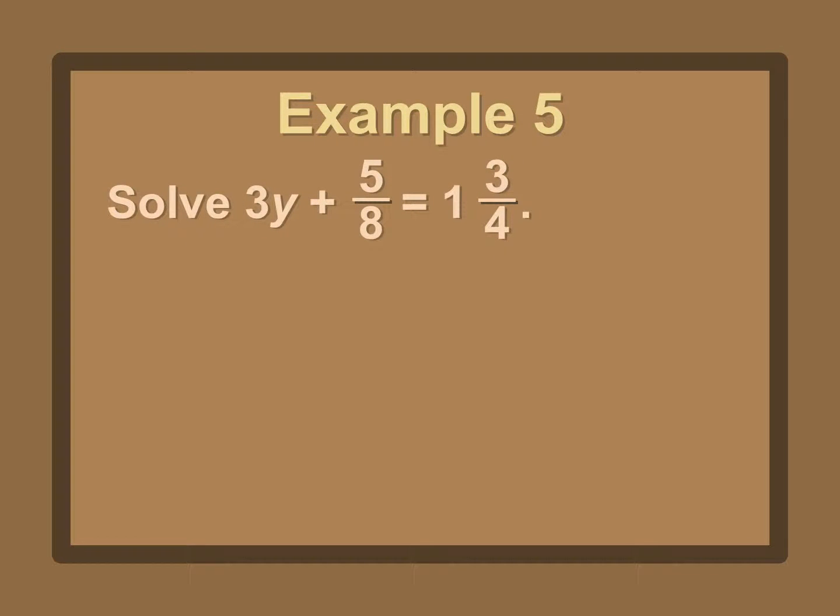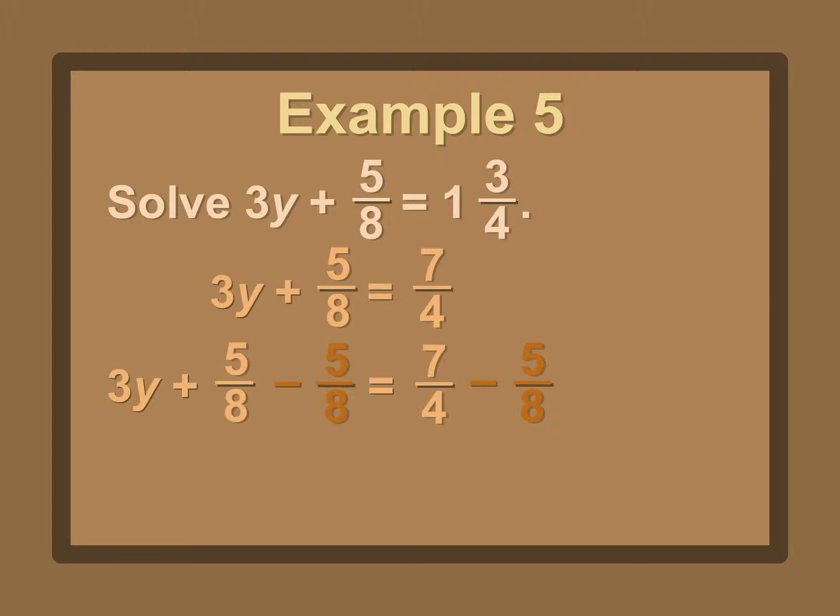So let's look at this example. 3y plus 5/8 equals 1 3/4. So we have a mixed number. The first thing we want to do is change that mixed number into an improper fraction. So 4 times 1 is 4, plus 3 is 7, which gives us 7/4. So now we have 3y plus 5/8 equals 7/4. I'm going to go ahead and subtract 5/8 from both sides.